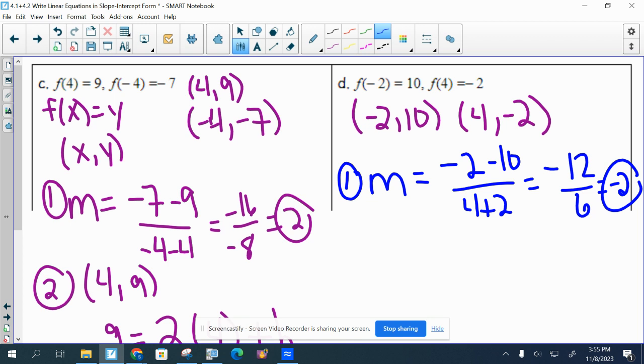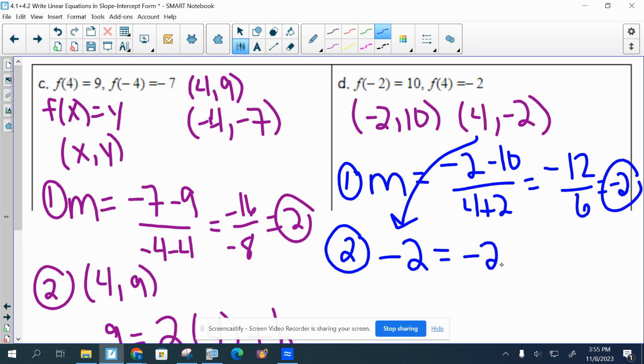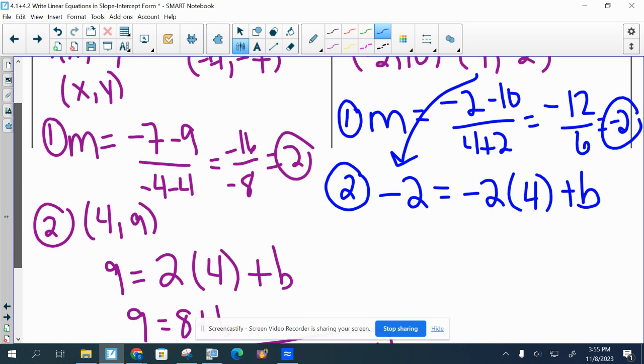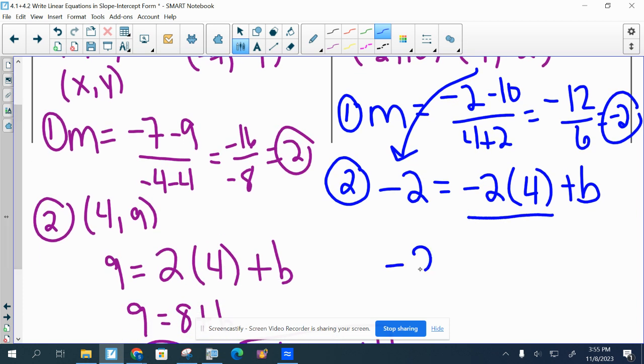Then I'm going to take this point and find the y-intercept. So negative 2 equals negative 2 for slope, 4 for the x, plus b is what you're solving for. Then you're going to multiply these two together. Negative 2 equals negative 8 plus b.